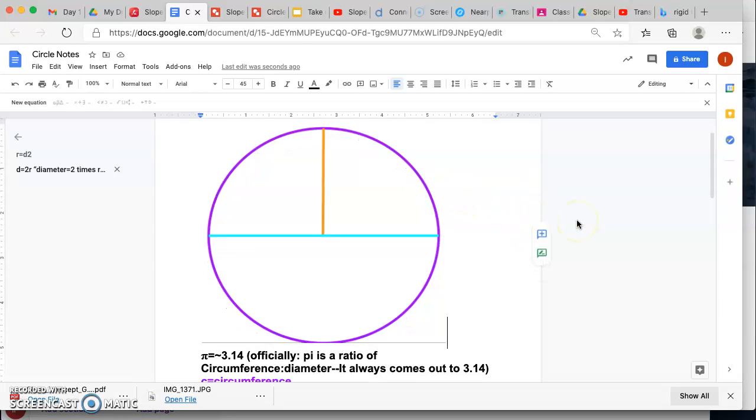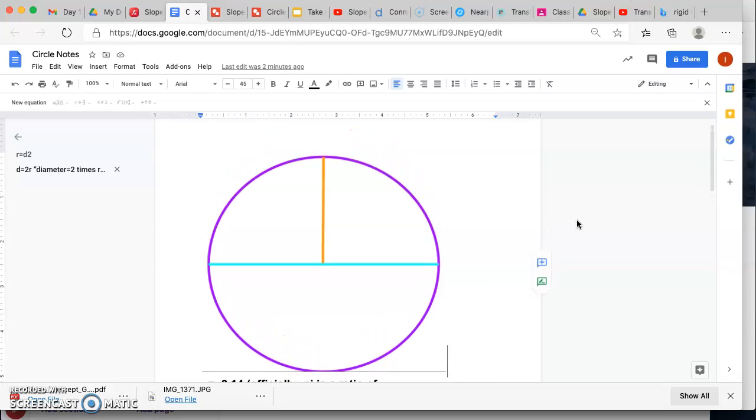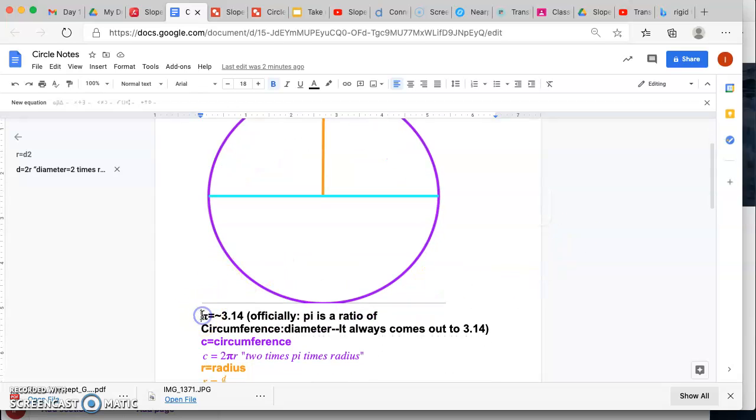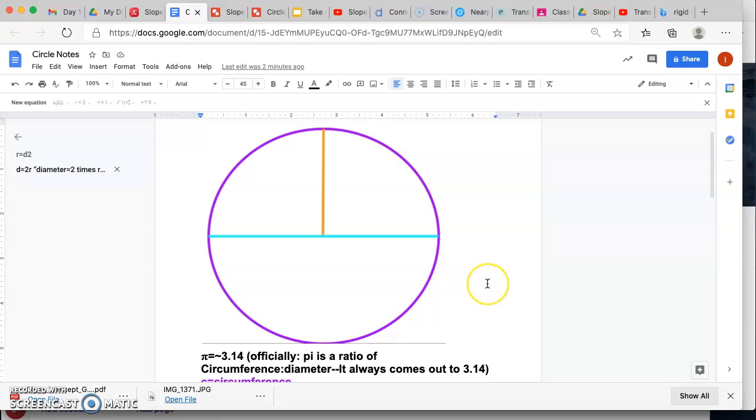Now, there are some special formulae that always go with these. Before we talk about a couple of them, we need to talk about a special number. It's called pi. It looks like that right there. And it always comes out to approximately 3.14 or 3.15.